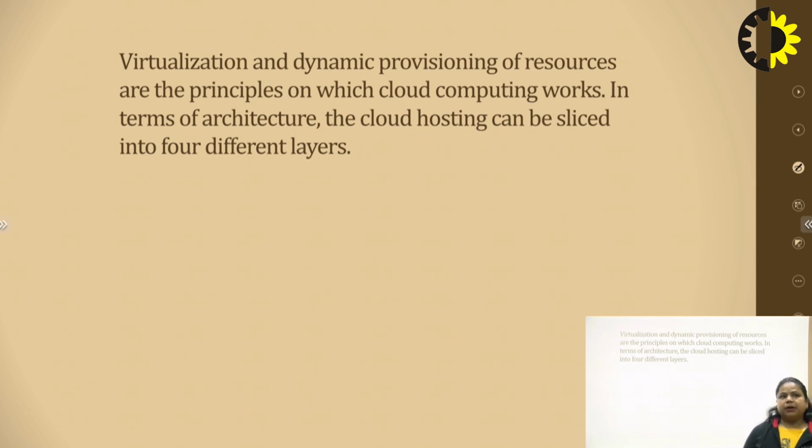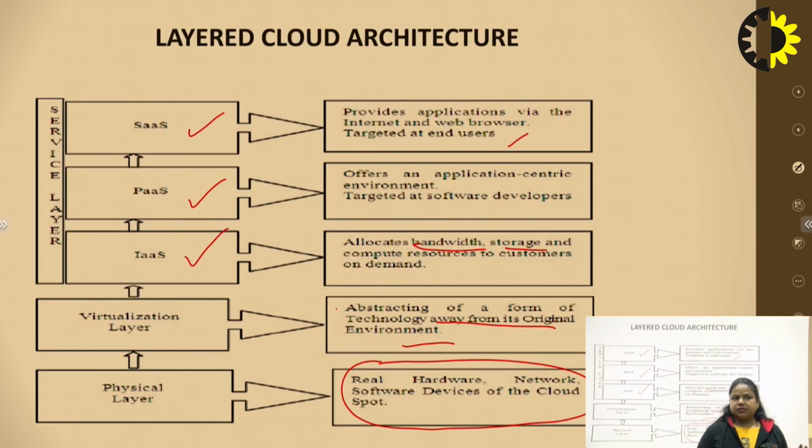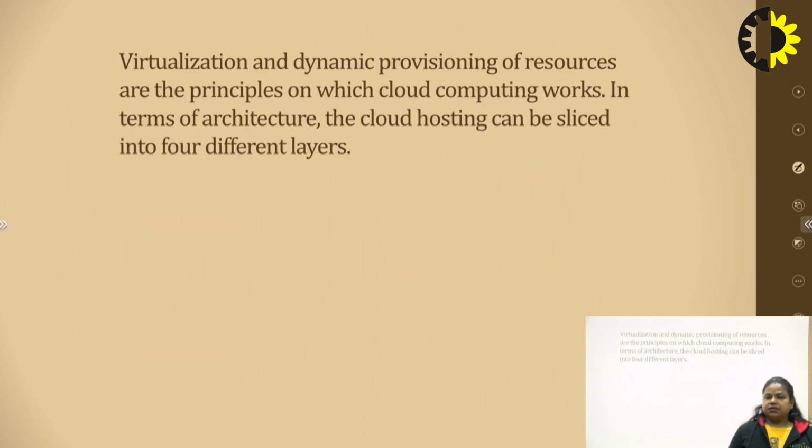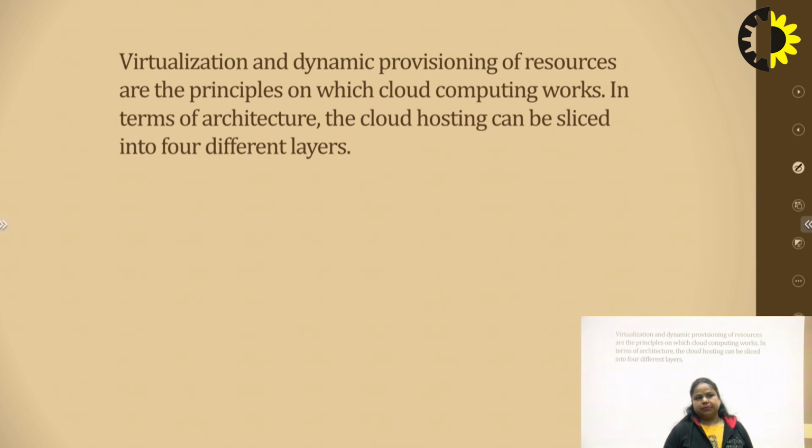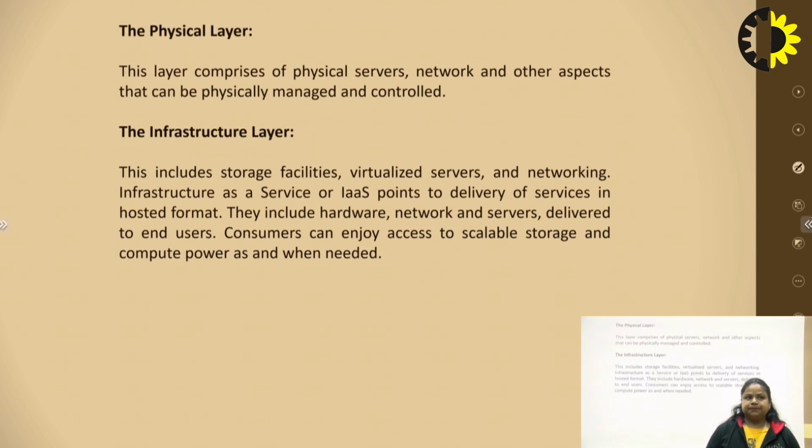There are two things: the first is virtualization and the second is demand provisioning. Basically, these are the two terms, the basic two principles, on which the cloud computing environment works. When I'm talking about the architecture, it can be sliced into four different layers. The first is the physical layer.